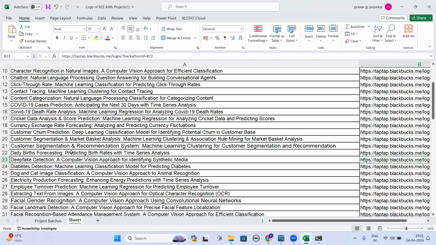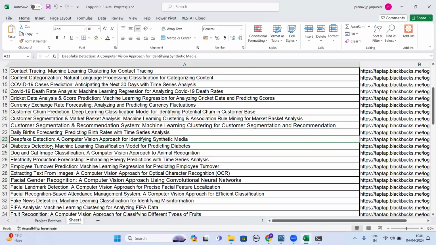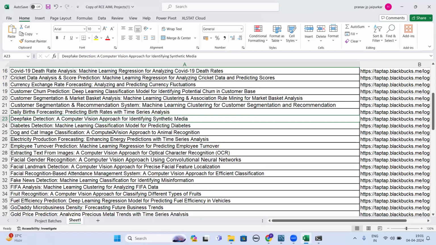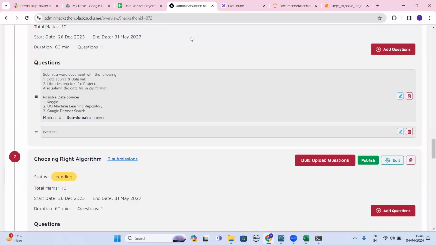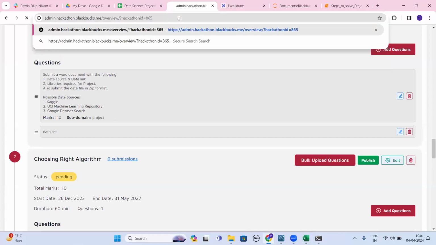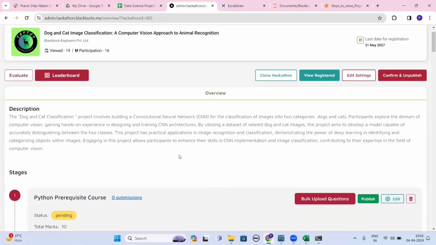Now after this is done, synthetic media, this one is done, diabetes detection, dog and cat image classification, very interesting and very typical. 865 is something that we have to see. This is problem statement 865. In that one, there are images, either of cats or dogs, and you are expected to create a classification model. As this is image data, CNN is definitely something that can come in very handy for all of you. Correct, everybody?